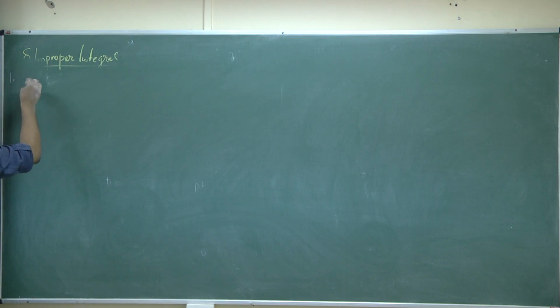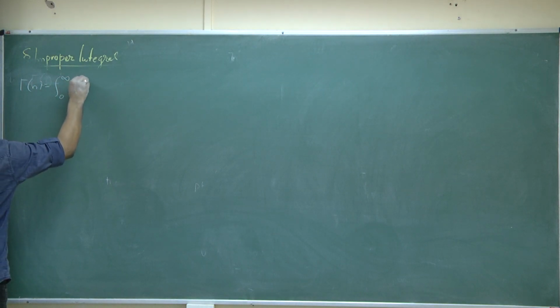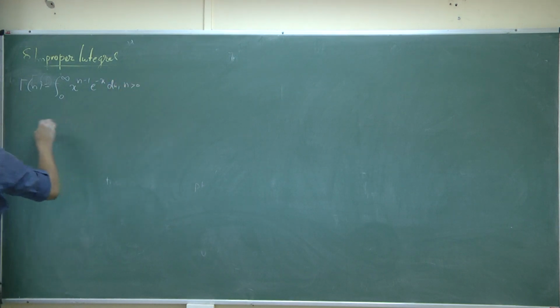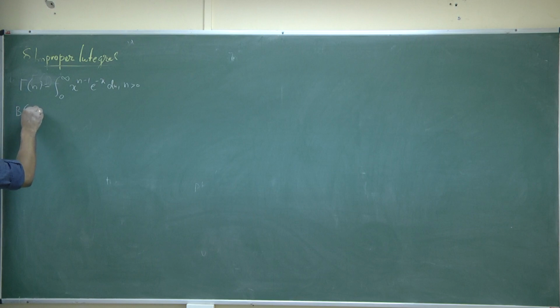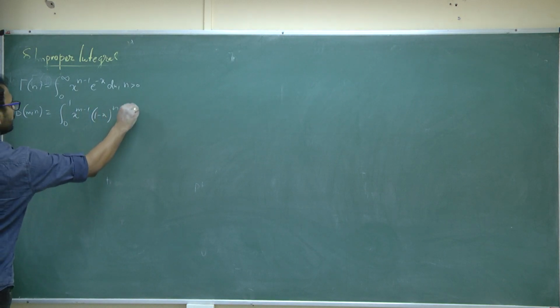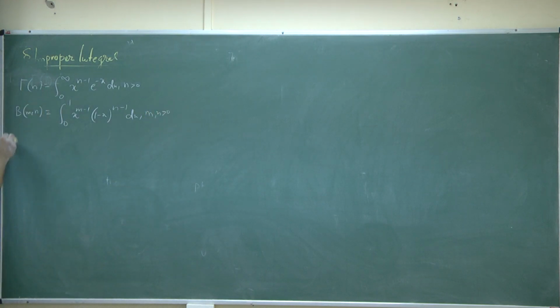So, the very first property is: what is the value of gamma 1? Before we write the value, let us write the gamma function and beta function once more. Gamma n is the integral from 0 to infinity of x to the power n minus 1, e to the power minus x dx, where n is positive, and beta m n equals the integral from 0 to 1 of x to the power m minus 1, 1 minus x to the power n minus 1 dx, where m and n are both positive.